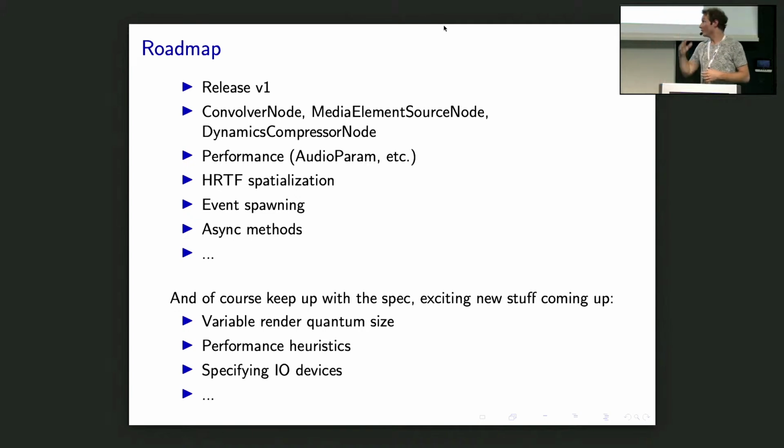So just like Hong Chan shares his roadmap, I'll share mine. It's a bit less ambitious. But we're releasing version 1 with the stable API soon. We need to work on 3 more nodes. 2 of them have work in progress. And we need to look at performance and the stuff I already mentioned. And of course, we're keeping up with exciting stuff in the web audio specifications such as variable render quantum size, performance heuristic, specifying the I/O devices.